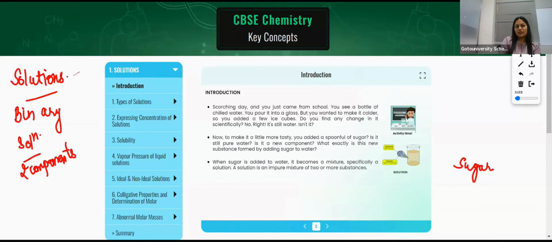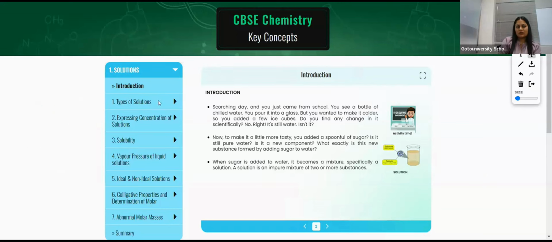So what is a mixture? Mixture of two or more substances. In this chapter, we are going to study about binary solutions only, where we are taking two components in a solution, right? So let us start with our chapter. The first subtopic is types of solutions.